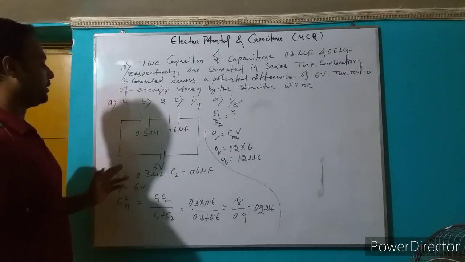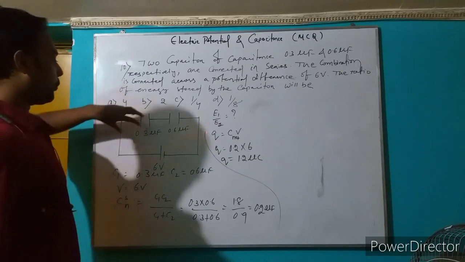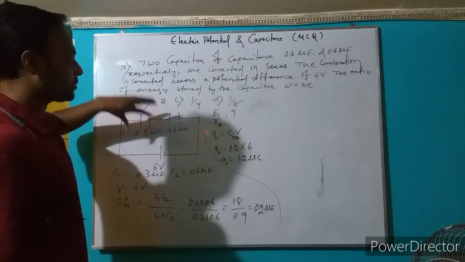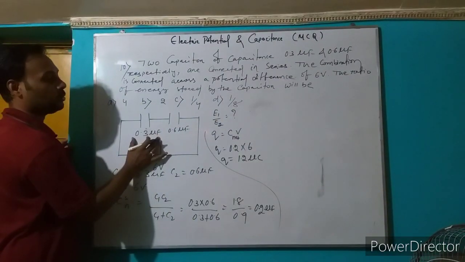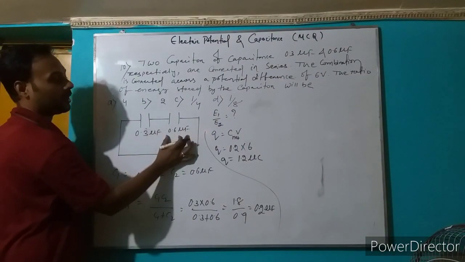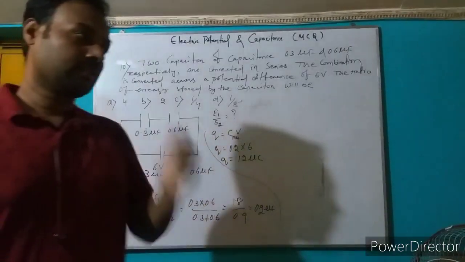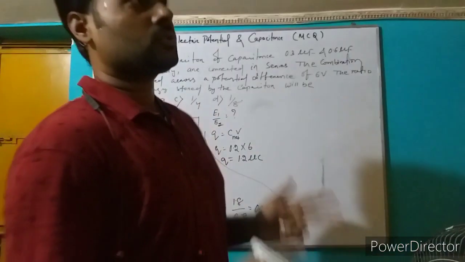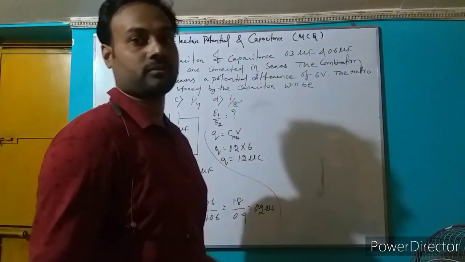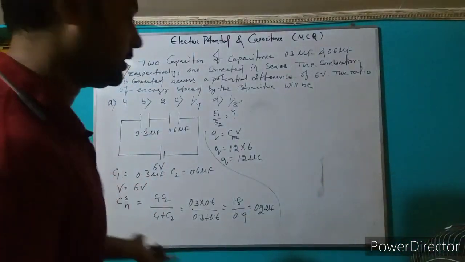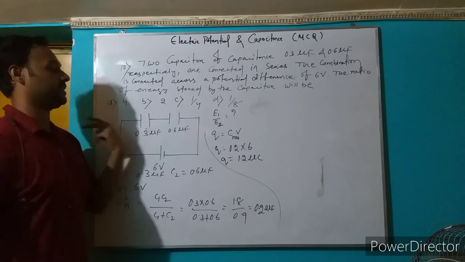the 6 volt battery is sending current in the form of charges. So each capacitor carries the same amount of charge, 1.2 microcoulomb, because they are connected in series. You know that in series connection current remains the same. Current means the flow of charges, so in both capacitors current remains the same, that's why charges remain the same.